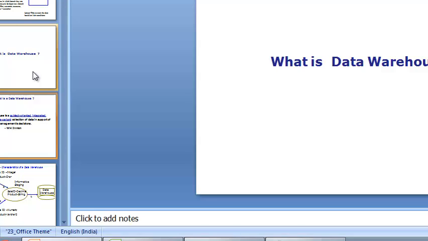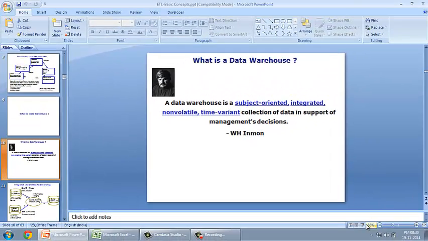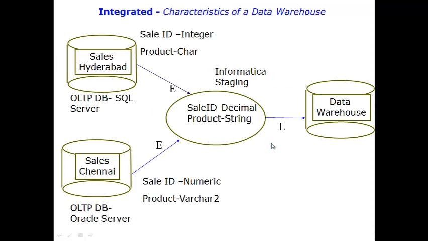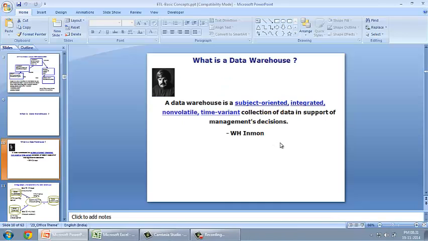A data warehouse is a subject-oriented, integrated, non-volatile, time-variant collection of data in support of management decisions. It's one of the databases we use for management decisions, a database where the data is used for decision making. It's not for storing transactions. It's only used for decision purposes.